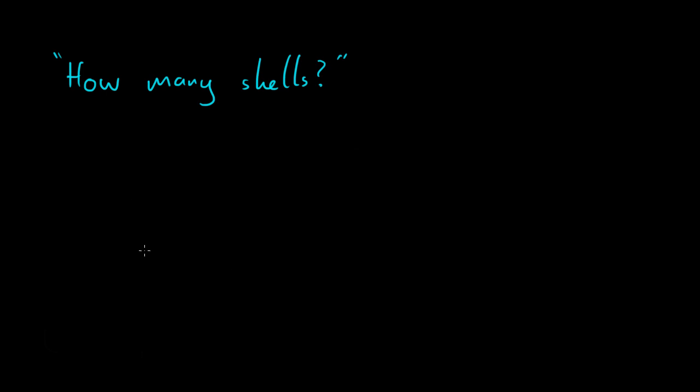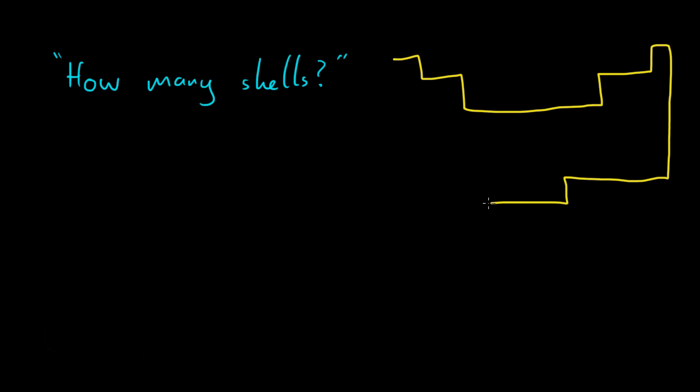In the last video, we ended up with the question, how many shells? How can we tell how many shells of electrons an element has? This is a question that got asked all the time at GCSE. And hopefully you came up with the correct answer, and that is to look on the periodic table. Just draw one quickly. There you go, look on the periodic table.